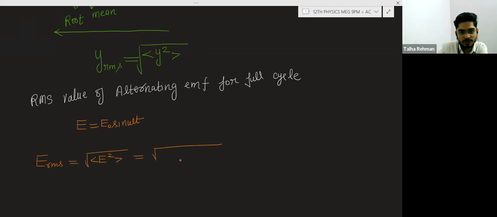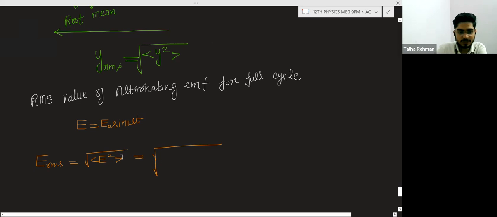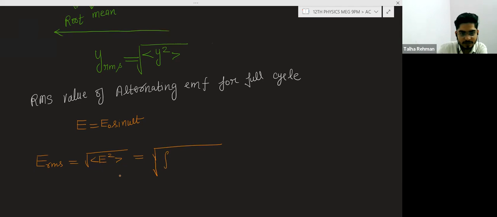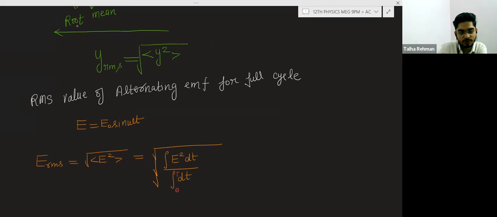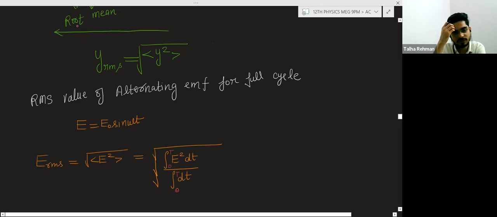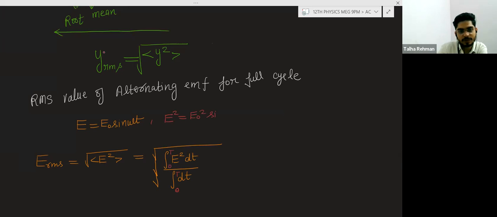So under root, and this average value of E square you want to find. Average value of E square means integration of E square dt. For full cycle you are calculating, so you will take the limit 0 to T. Now put E square. Now what is E square? E square is E naught square sine square omega t.